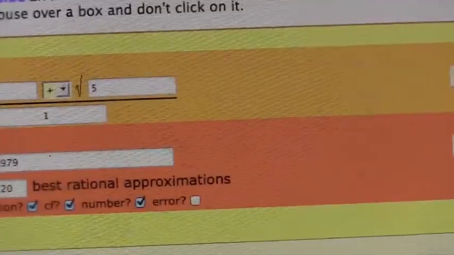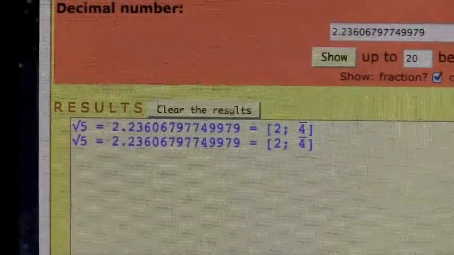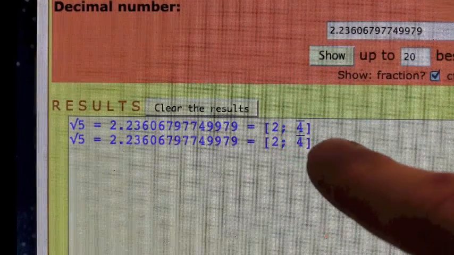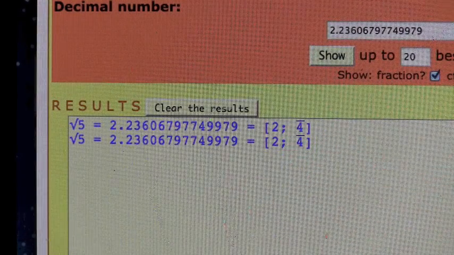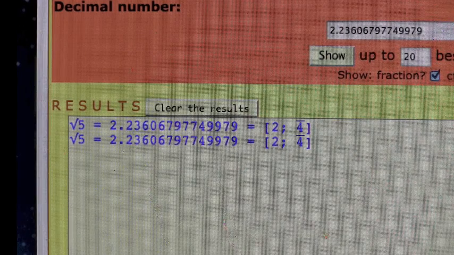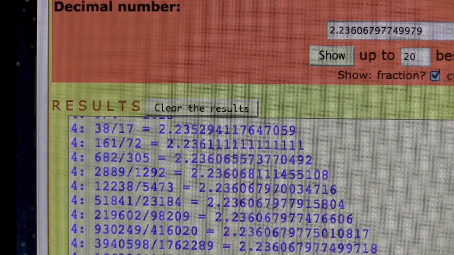It told us down below, sorry for moving the camera around, that the continued fraction is 2 plus 4 bar, which means 2 plus 1 over 4 plus 1 over 4 plus 1 over 4 plus 1 over 4 forever. Cool. Now we can press a button over here where it says show convergence.